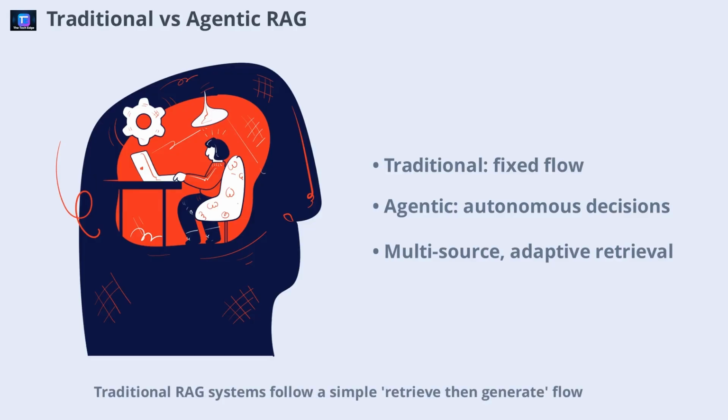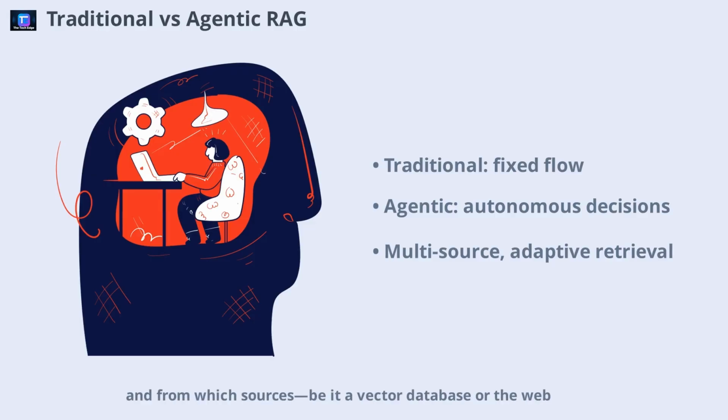Traditional RAG systems follow a simple retrieve-then-generate flow. They pull information from a fixed source and answer the question, but they lack adaptability. Agentic RAG, on the other hand, uses autonomous agents that actively decide what to retrieve, how, when, and from which sources, be it a vector database or the web. It can plan multi-step searches, adapt queries on the fly, and iteratively refine its answers. This makes Agentic RAG far more flexible and reliable, especially in domains where the right answer might not be in a single database.